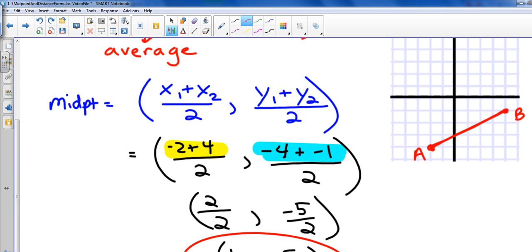I like to look at my graph just to make sure that my answer makes sense. (1, -2.5), so I'm looking at my point being somewhere about there, and that does indeed look like it is on segment AB, and it looks like it could be the midpoint. Probably not accurate enough just to get that from the graph, but it's verifying that my calculations are correct.